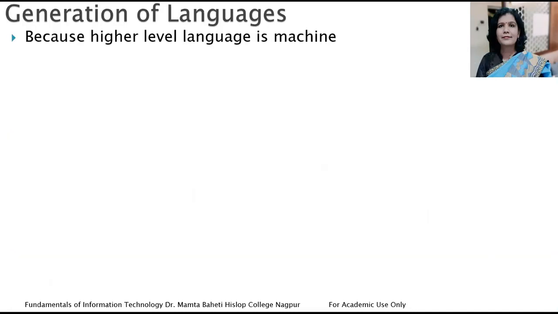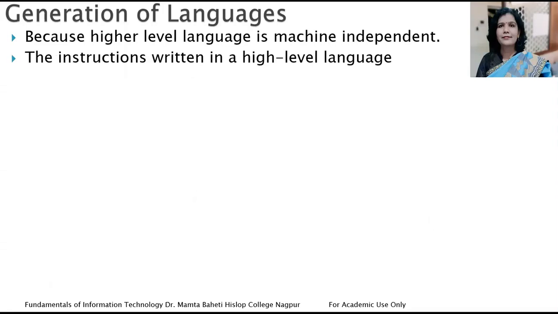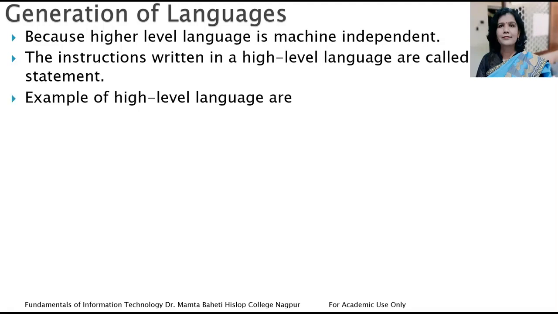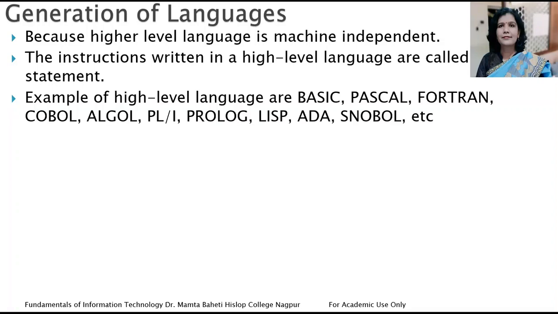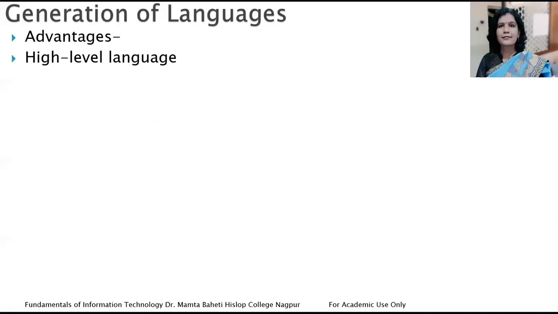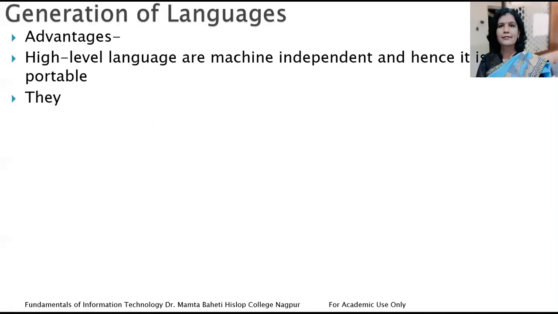So as higher level language is machine independent, that's why it is very helpful for us. We can write the statements for one machine and get them executed on another machine. Certain examples are Pascal, Fortran, Basic, Algol, PL1, Prolog, Lisp, Ada, Snowball, COBOL, and so on. So there are many languages. What are the advantages? They are machine independent and hence portable.